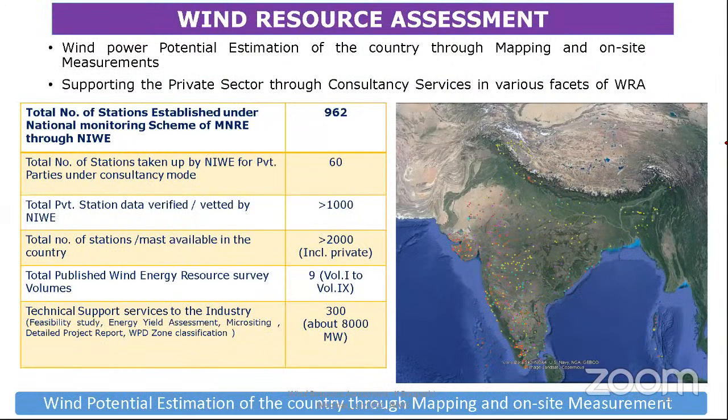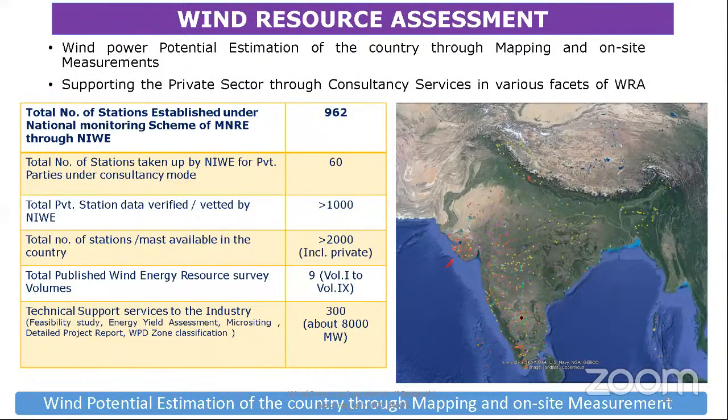Right. So the wind resource assessment in NIWE. The main purpose of the resource assessment in NIWE is the assessment of wind power potential across the country by installing meteorological masts with ground-based instruments. You can see here, all these dots are where we have installed our meteorological masts. This is the Google map, from Kanyakumari to Kashmir, Arunachal Pradesh to Gujarat.